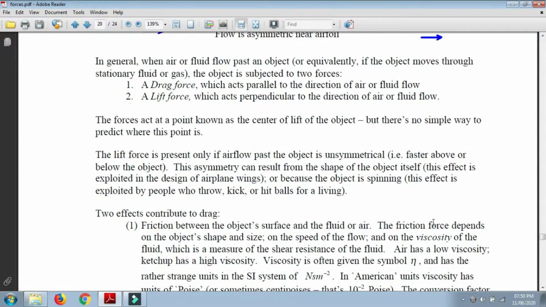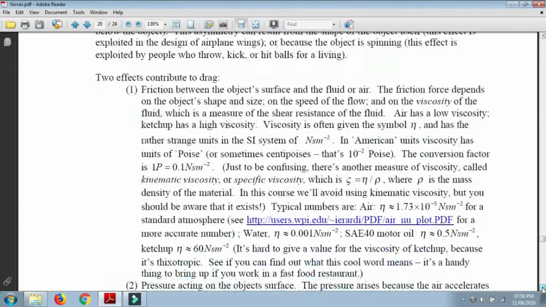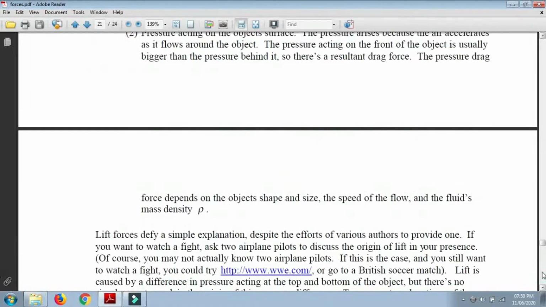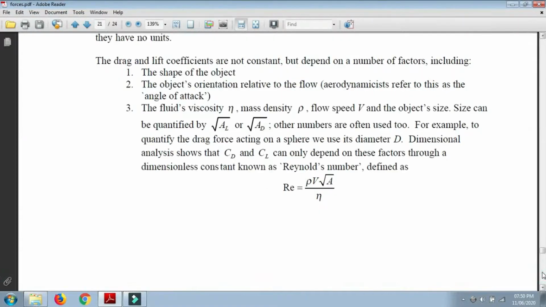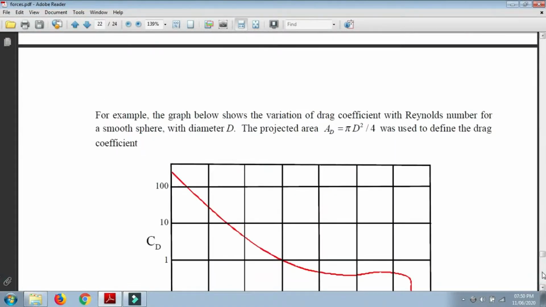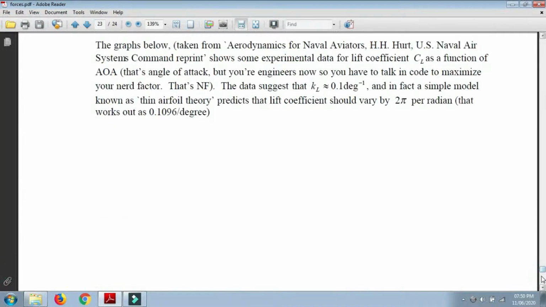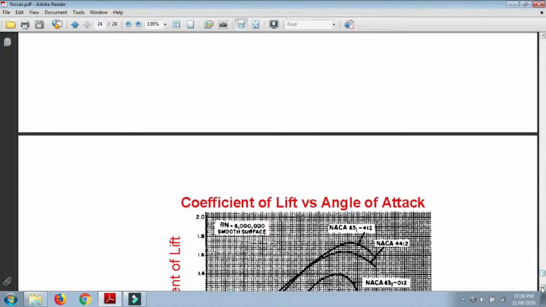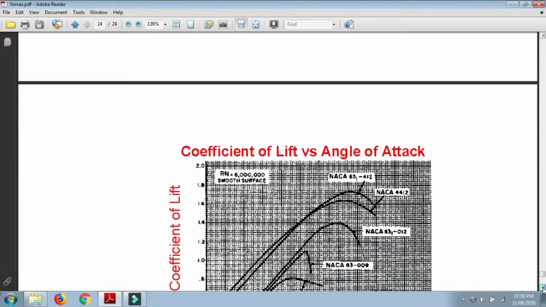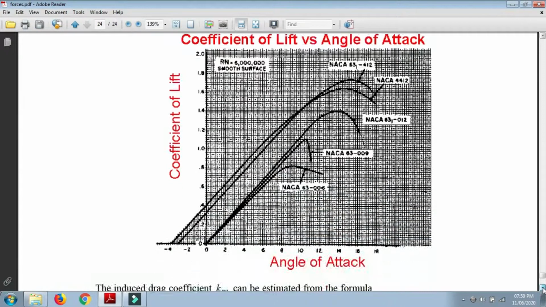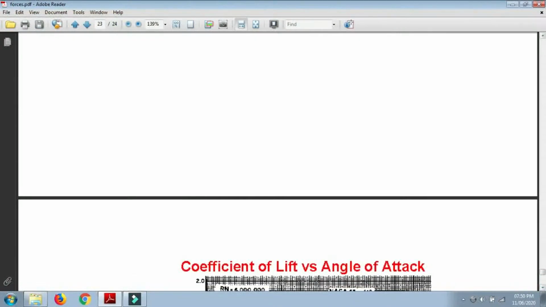Then two effects contribute to drag. The frictional forces, we will not study this now because we will study it in chapter 8 on friction when it comes. You can read this for knowledge, but not in detail. Just leave these graphs, they are not important because they are more elaborate, so we will not be studying this.